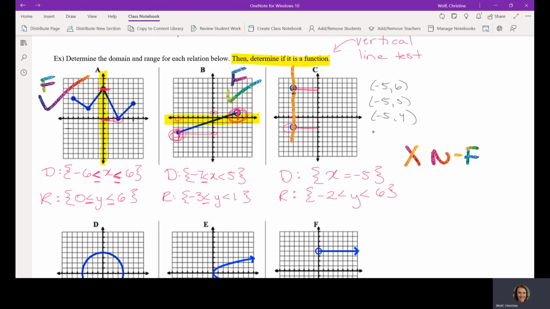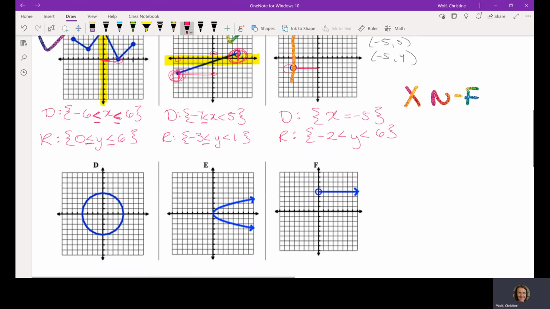So we can see that -5 is being repeated. And the -5 is the domain. Right? So that's why it's a non-function. We're having repetition in the domain. All right. We're going to go a little bit quicker here. I took my time explaining those first few.